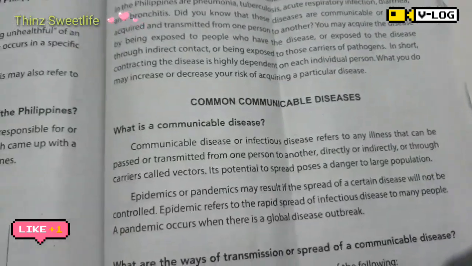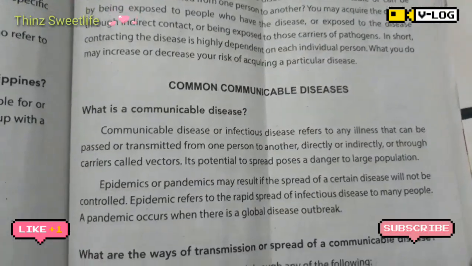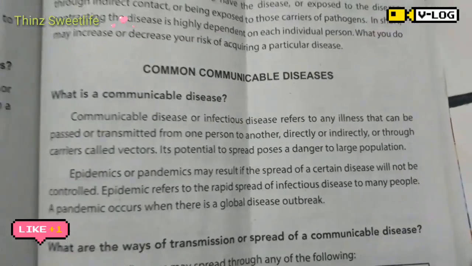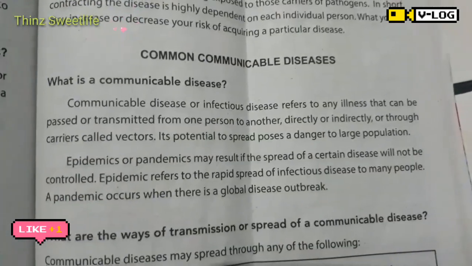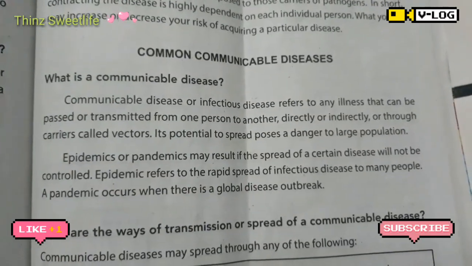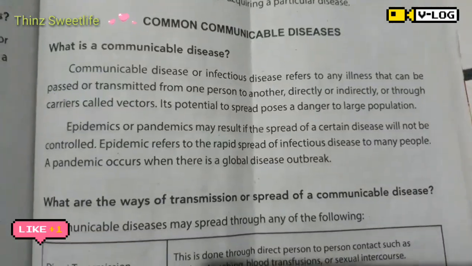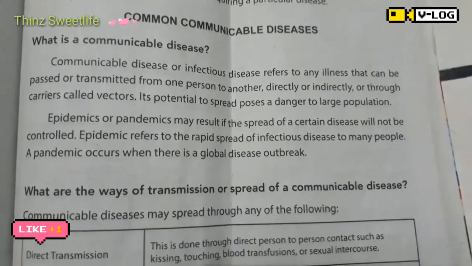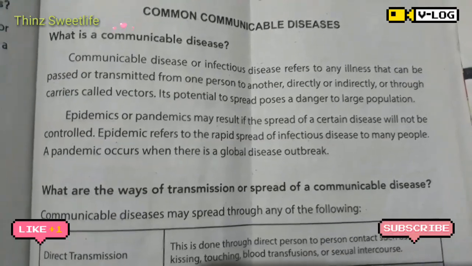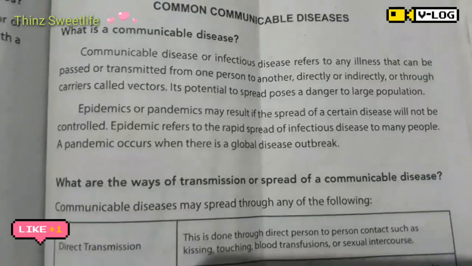Common communicable diseases. What is a communicable disease? Communicable disease or infectious disease refers to any illness that can be passed or transmitted from one person to another, directly or indirectly, or through carriers called vectors. Its potential to spread poses a danger to large populations. Epidemics or pandemics may result if the spread of a certain disease is not controlled. Epidemic refers to the rapid spread of infectious disease to many people. A pandemic occurs when there is a global disease outbreak.